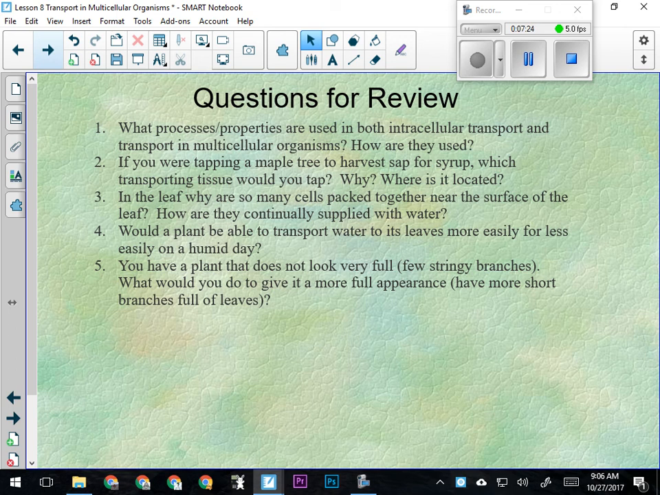Would a plant be better able to transport water to its leaves on a humid day or a less humid day? Kelly? Less humid. Think about it. When it's really humid, what is there a lot of in the air? Water, and things don't want to move from low concentration to high concentration passively. So photosynthesis is a little bit slower on a day where evaporation is slower. That's just sort of how it goes.